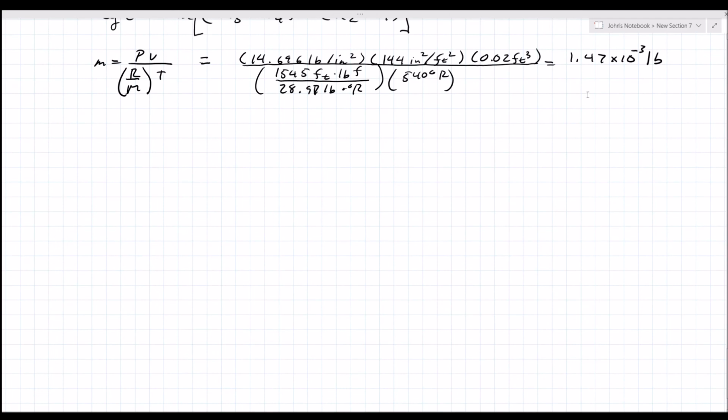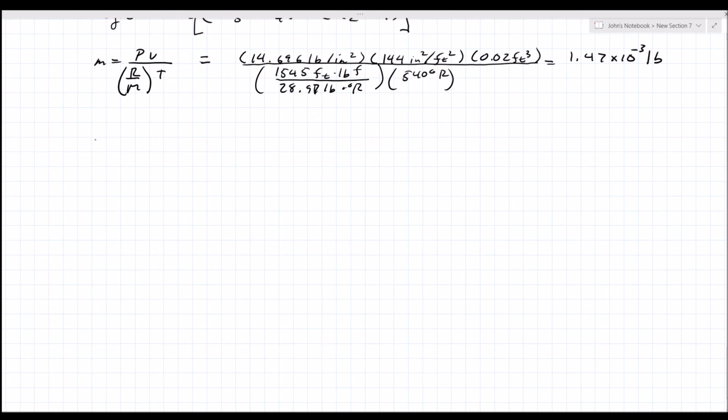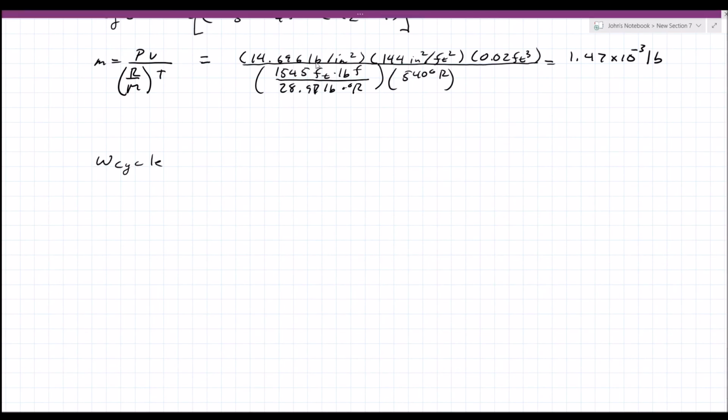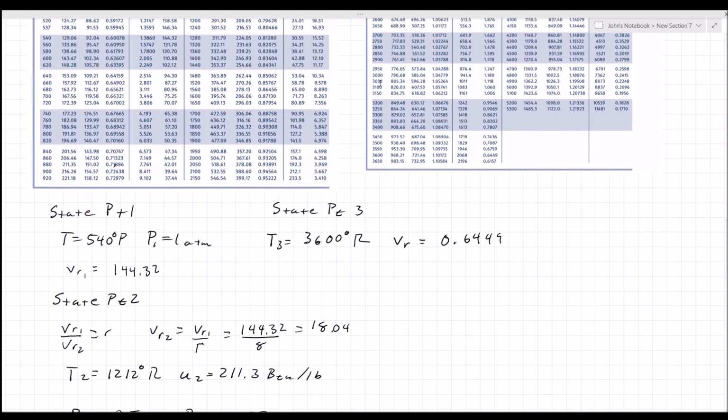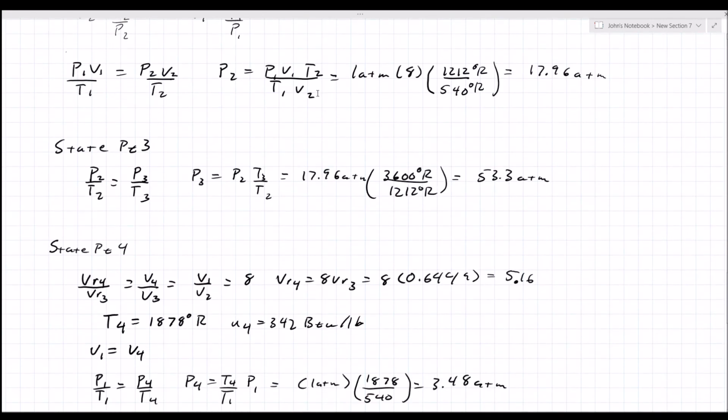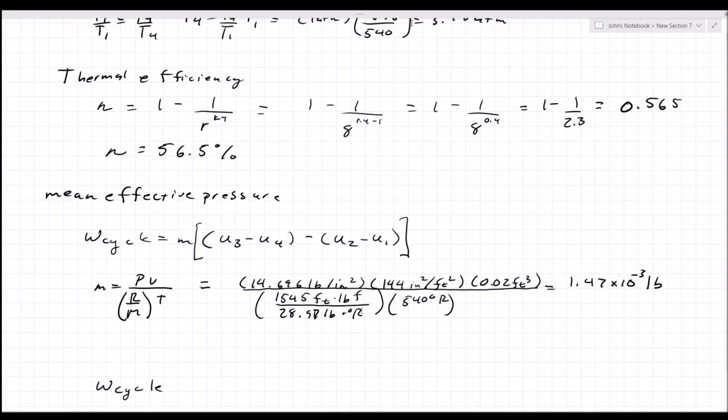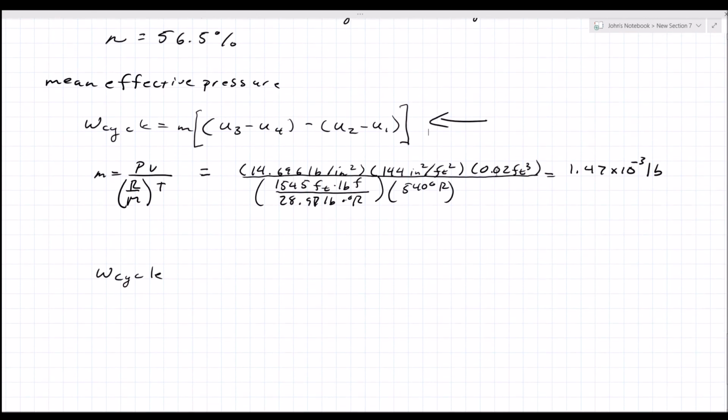All right. So put that into the work of the cycle. Just plug in that and the u2, u1, and u3, u4 we find from the table into this equation here. You will get the work of your cycle is 0.382 BTU.